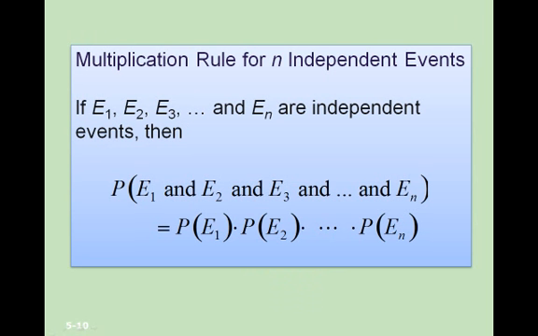So now let's look at the multiplication rule for n independent events. If E1 through En are independent events, then the probability of E1 and E2 and E3 up to En is equal to each of those individual probabilities multiplied together.